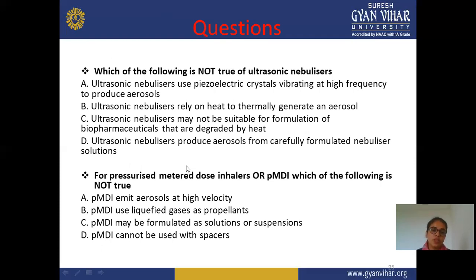In the option part, option A: ultrasonic nebulizer uses a piezoelectric crystal vibrating at high frequency to produce the aerosol. Option B: ultrasonic nebulizer relies on heat to thermally generate an aerosol. Option C: ultrasonic nebulizer may not be suitable for the formulation of biopharmaceuticals that degrade by heat. Option D: ultrasonic nebulizer produces aerosol from carefully formulated nebulizer solution. These are the four options. You can easily select any one correct option out of these four.